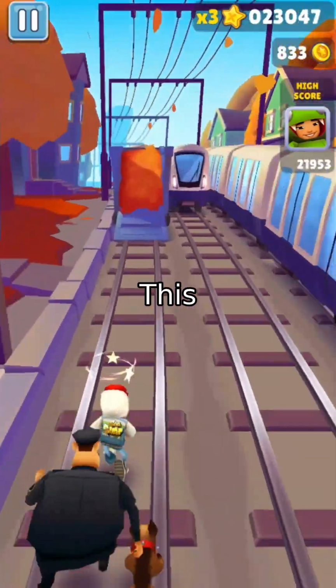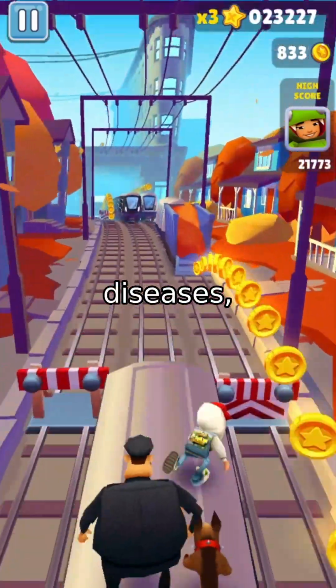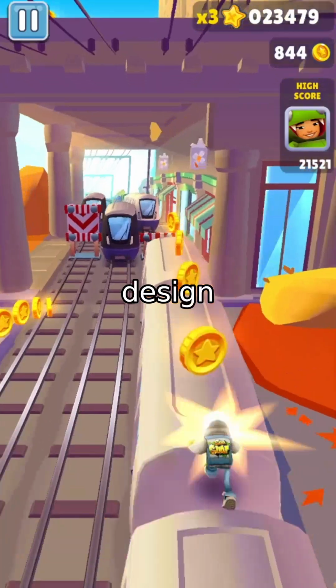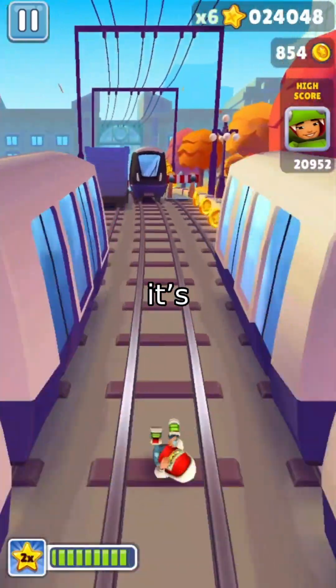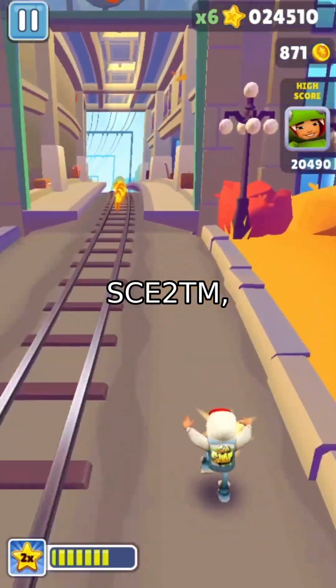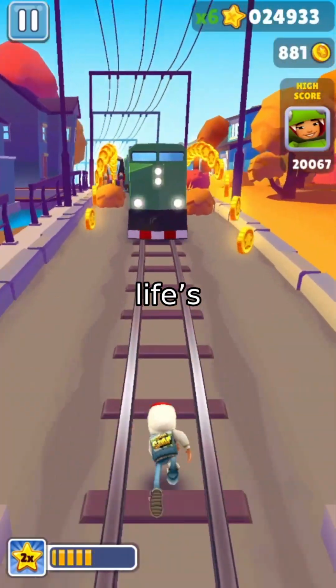So what's next? This tool could revolutionize how we study diseases, identify novel cell types, and even design targeted therapies. The future of single-cell biology isn't just about data, it's about understanding it. And with scE2TM, we're one step closer to decoding life's most intricate code.